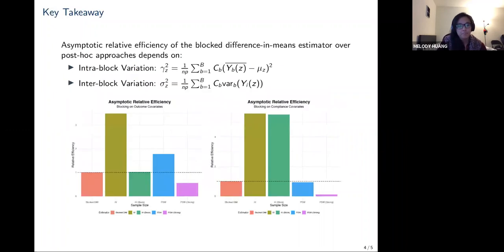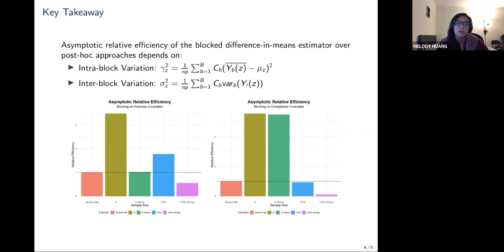Next slide. Since it's a short presentation, I'm just going to go over the key takeaway, which is that we can compute the asymptotic relative efficiency of using this blocking approach over the post-hoc approaches. And we're going to find that it depends on two quantities. One is the intra-block variation, and the second is the inter-block variation.